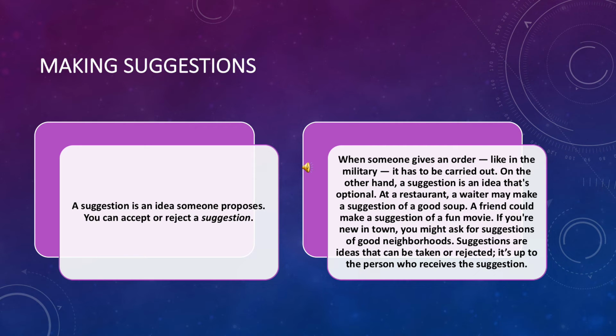At a restaurant, a waiter may make a suggestion of a good soup. A friend could make a suggestion of a fun movie. If you are new in town, you might ask for suggestions of good neighborhoods. Suggestions are ideas that can be taken or rejected. It's up to the person who receives the suggestion.